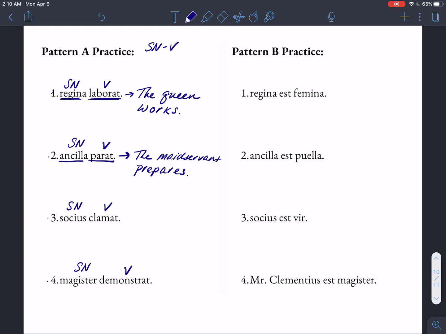Next, number 3. Please repeat the Latin after me. Socios clamat. One more time. Socios clamat. Okay, now let's translate. Socios, the ally or the associate. Clamat, shouts.